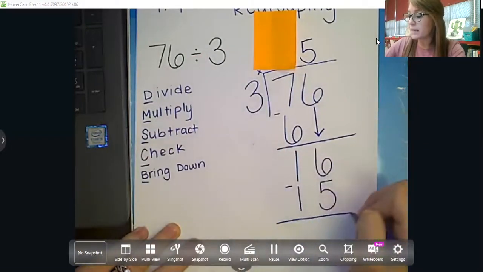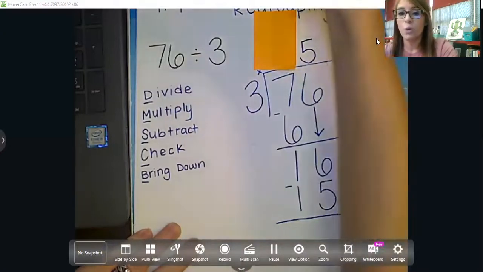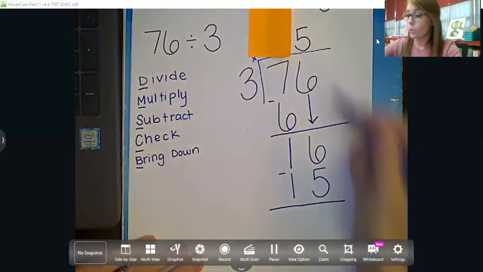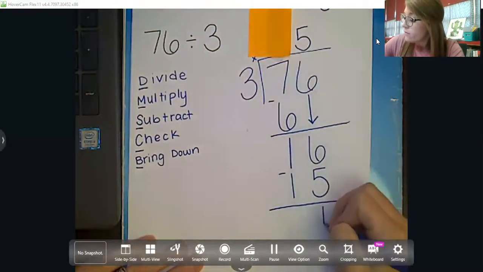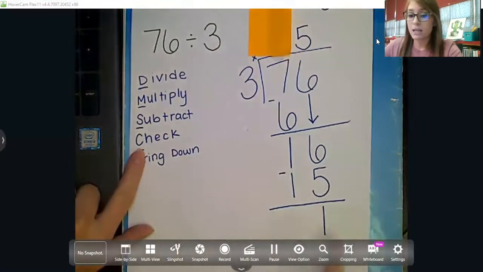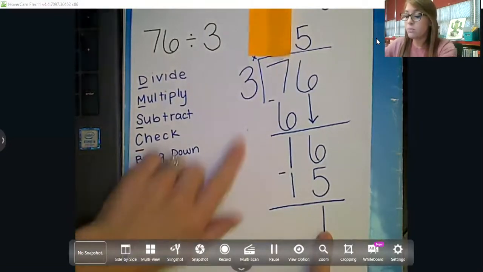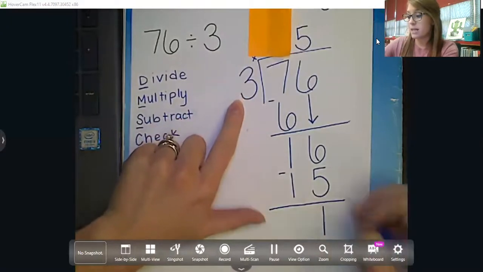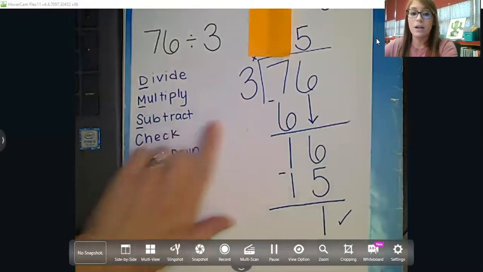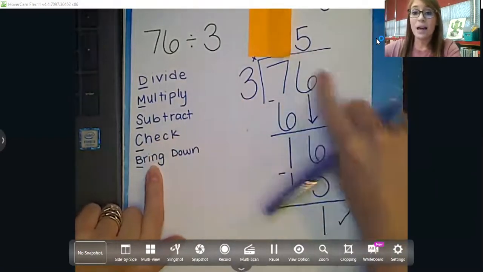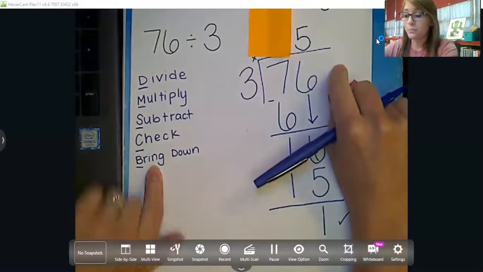Then I'm going to subtract. When I subtract 16 minus 15, what do I get? 1. Very good. Now I'm going to check. I'm checking to see if this number is smaller than the number knocking on the door. Is it? It is, so that checks out. Then I'm going to bring down. So I'm going to go back up here, and there is nothing left for me to bring down.